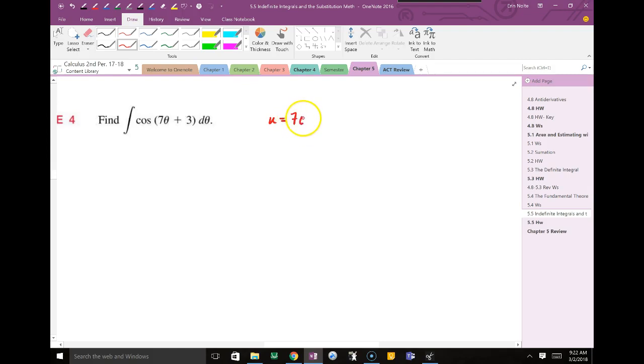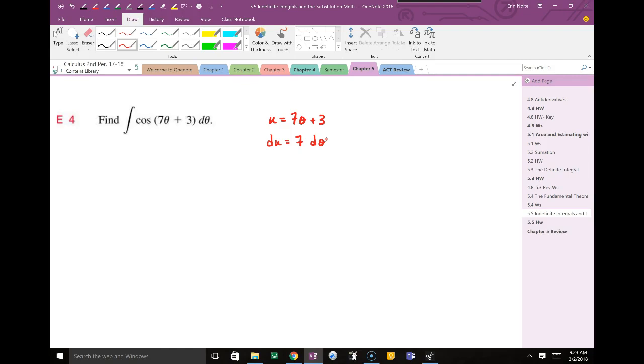7 theta plus 3. Okay, after I find my u, what's next? Take its derivative. Okay, so, wow. Derivative of u, what's the derivative of 7 theta plus 3? 7 d theta. Okay, now what do I do? Okay, I need to rewrite it in terms of u.